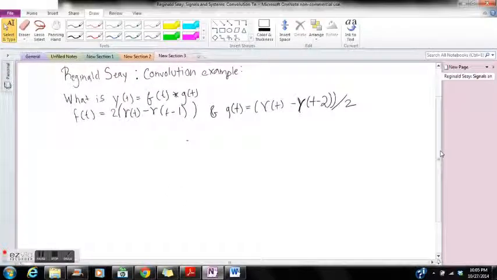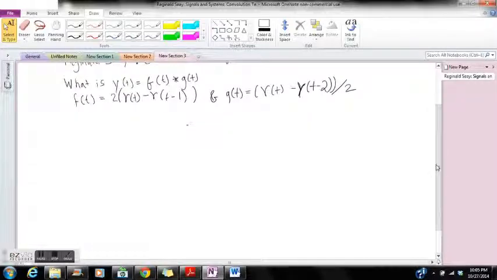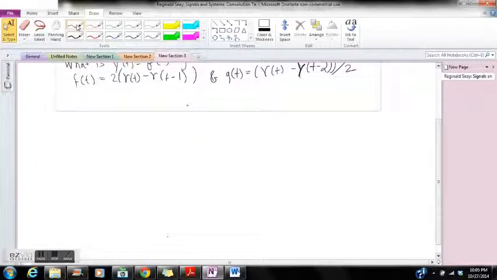The convolution problem that we have states: what is y of t, which is equal to f of t convolved with g of t. For our f of t, we have 2 times gamma of t minus gamma of t minus 1, and g of t is equal to gamma of t minus gamma of t minus 2, all divided by 2.